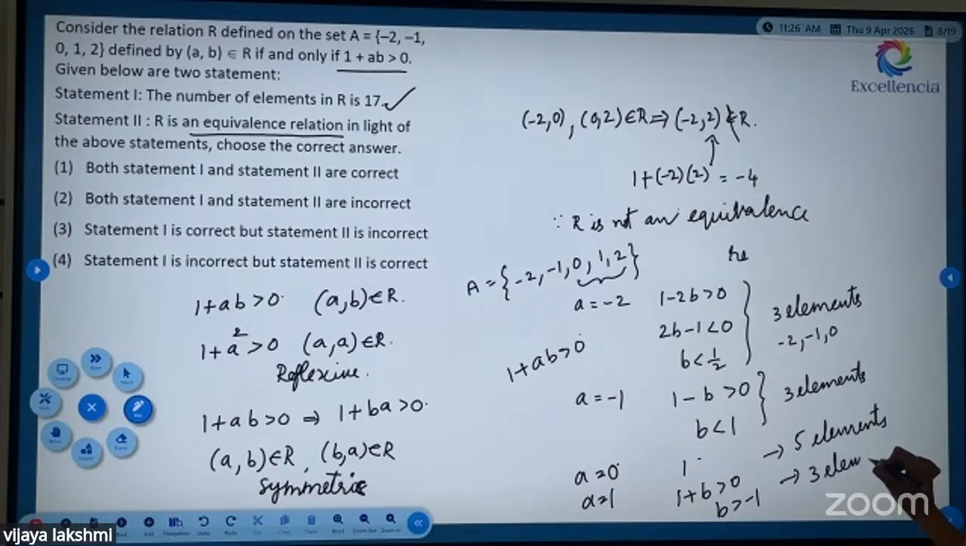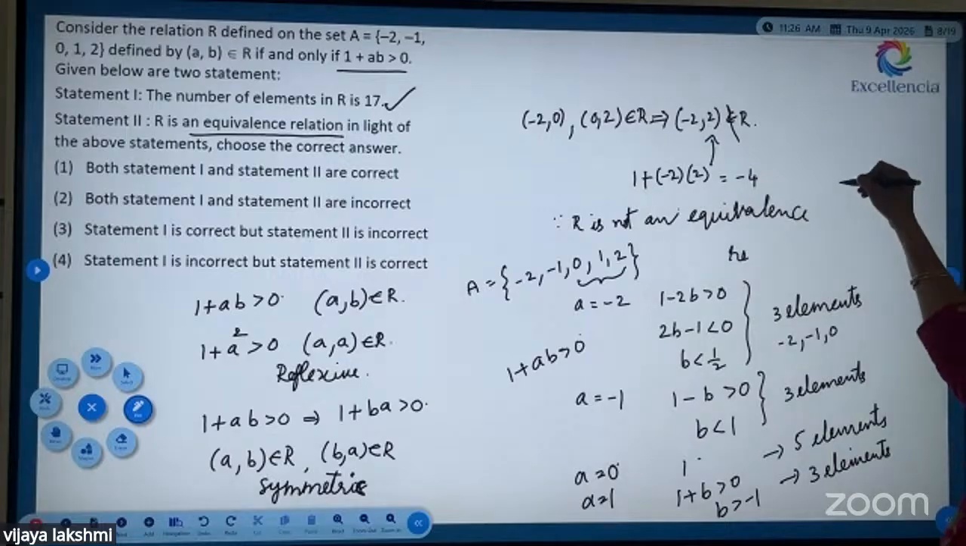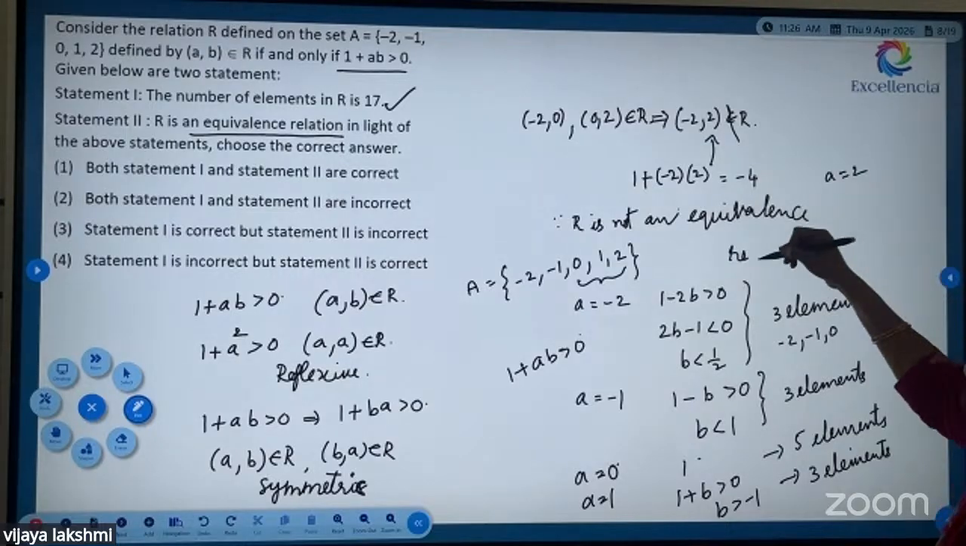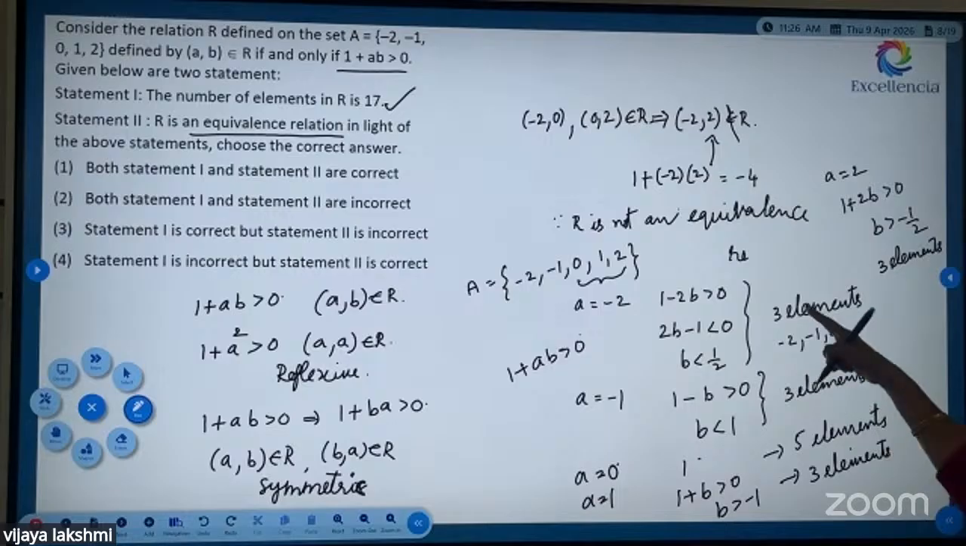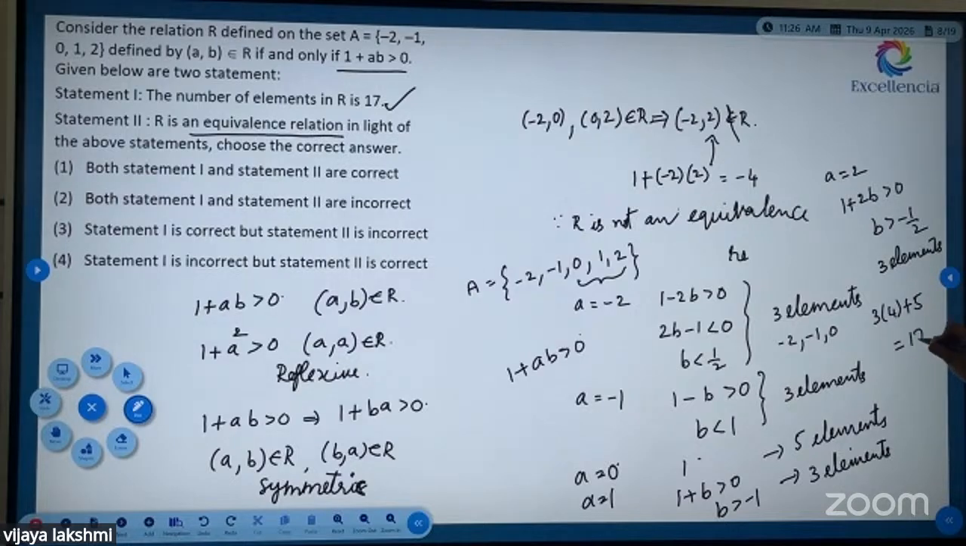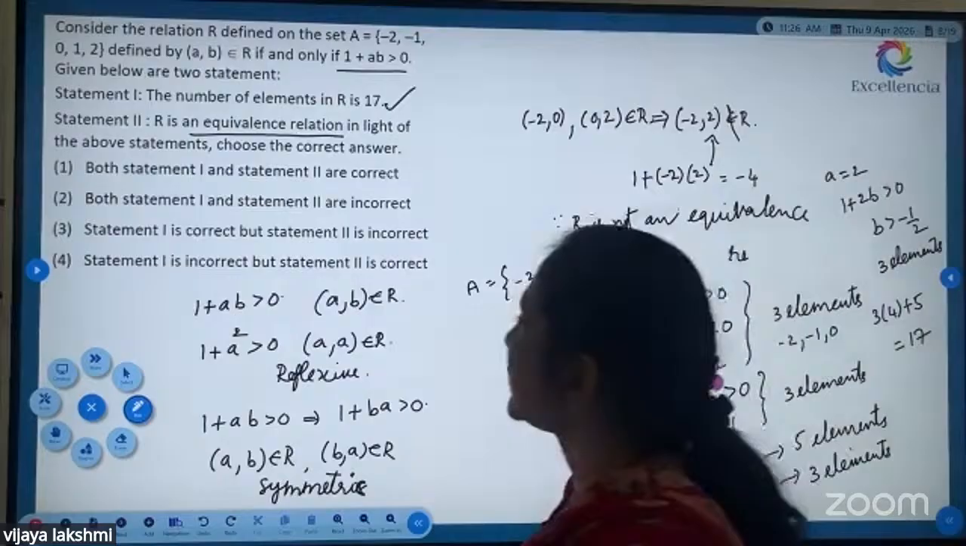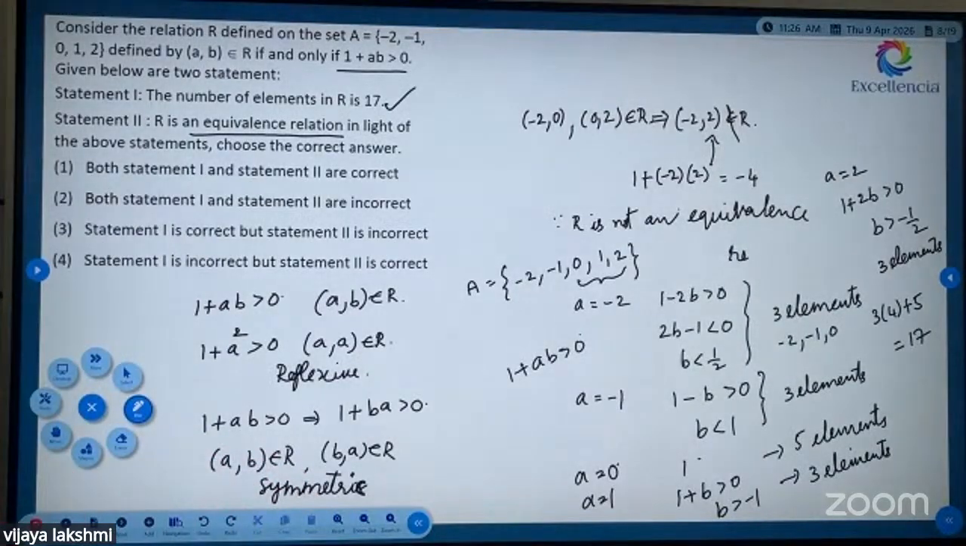In the next case, A equal to 2. If you substitute, 1 plus 2B greater than 0, here also you get B greater than minus 1, so we are getting 3 elements. Totally, if you count, we are getting 3, 3, 3, 3, that is 3 times 4, 12, plus 5, 17. Yes, that's right. The first statement is okay. Statement 1 is correct, but statement 2 is incorrect. That option is the answer.